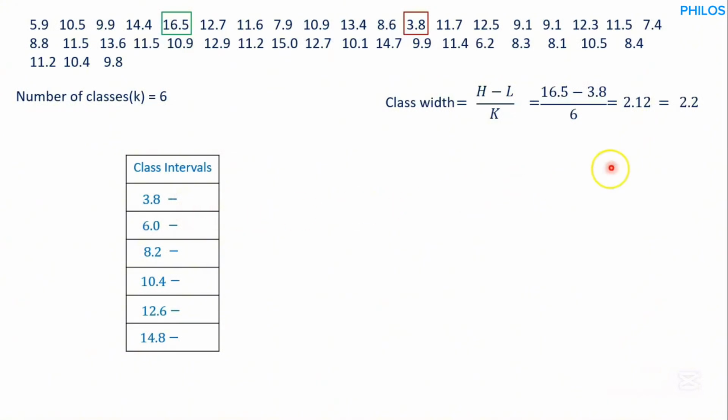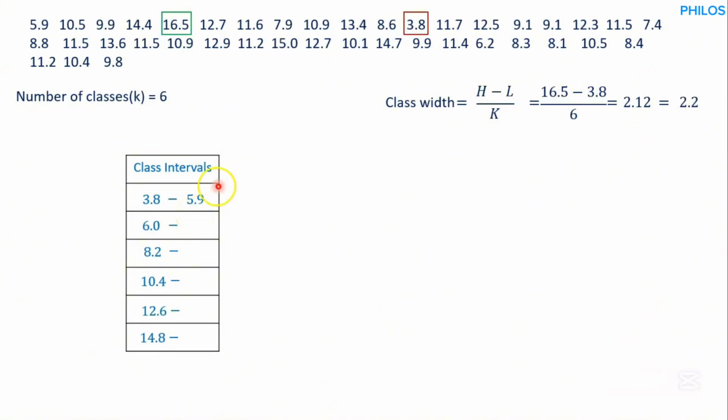Now since our class width is in one decimal place, let's subtract 0.1 from this 2.2. What do we get? We'll get 2.1, isn't it? Add it to 3.8. When you add it, what do you get? You get 5.9, isn't it? So we write 5.9 here. You can also subtract 0.1 from this 6.0, and you still get this 5.9.